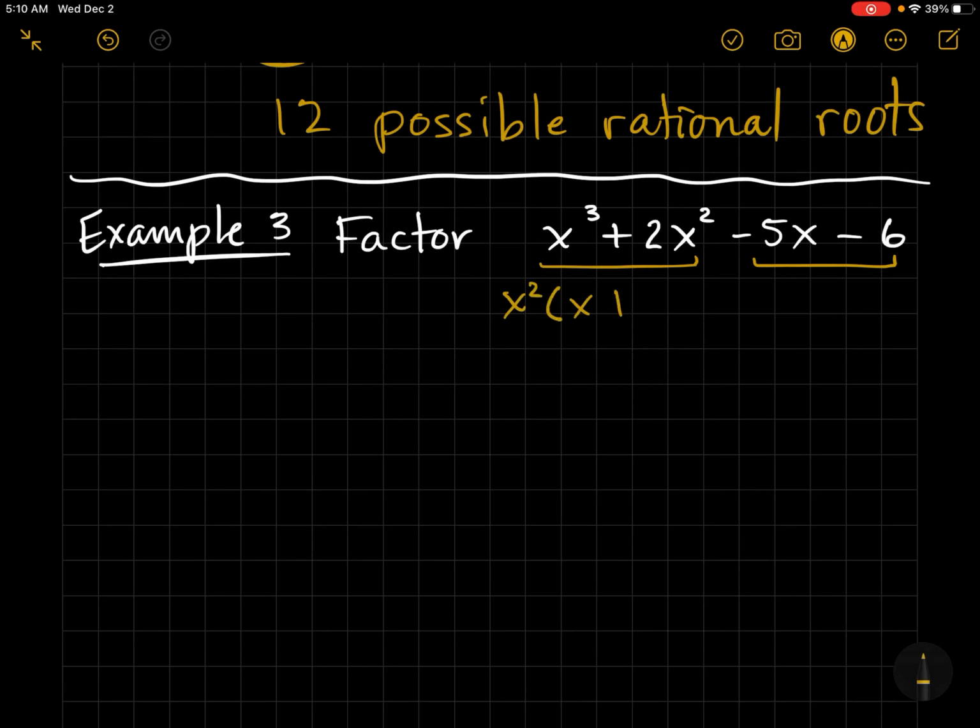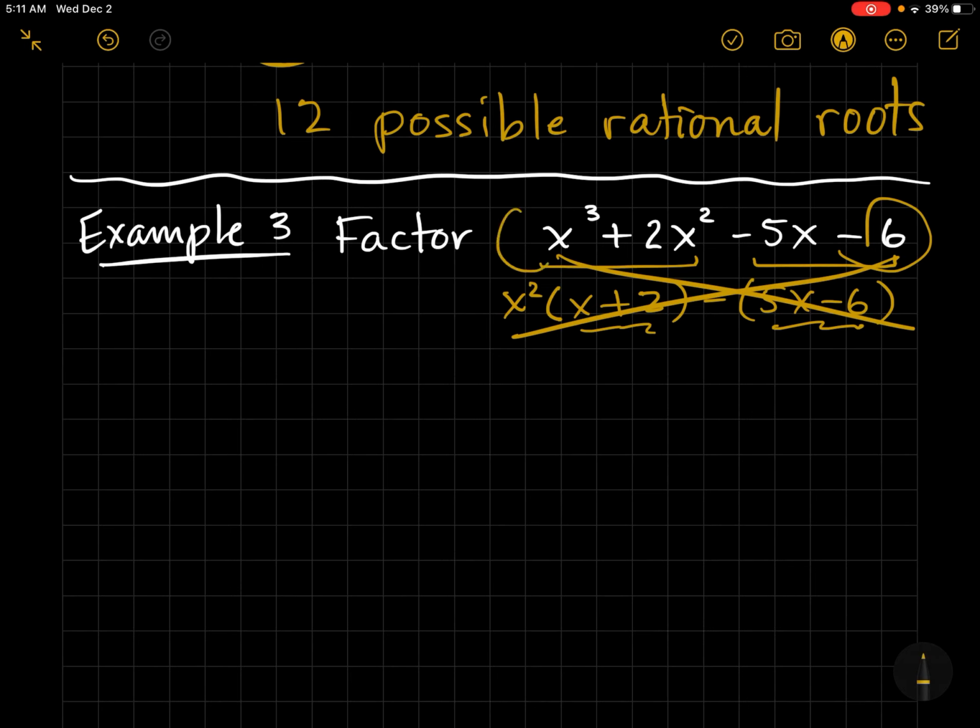X squared comes out. I have x plus 2. Negative comes out, and I have 5x minus 6. And I say, oh, no, these don't match. So I know factor by grouping did not work. Okay, so now I'm going to have to try something else. And that something else is the guess and check method.